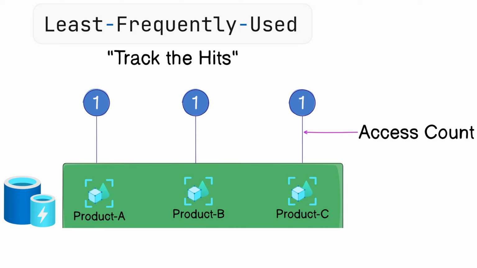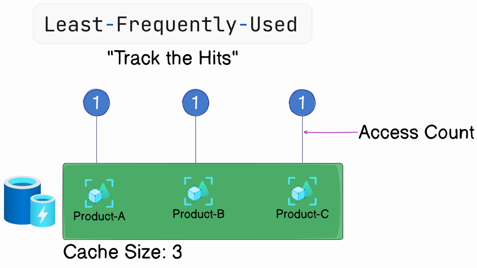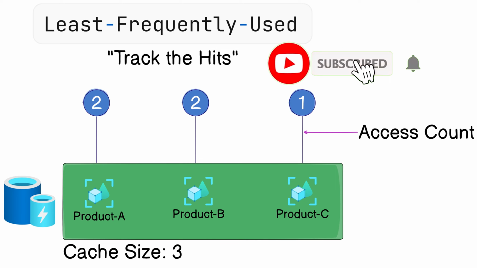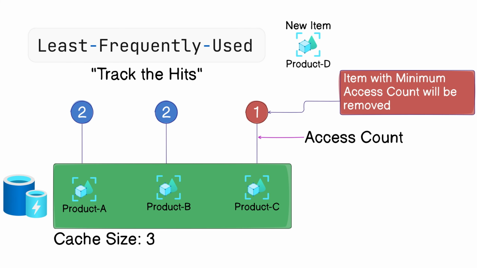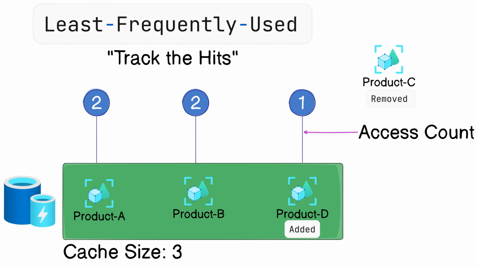The next approach is least frequently used. In this, we count how many times an item is accessed. So when space is needed, it removes the least accessed items. Suppose again we have a cache of size 3, then we add products A, B and C with a default access count of 1. Now after some time, products A and B are accessed again and their access count is increased to 2. Now we need to add another product but the cache is full. So in this case we will check which cached product has the minimum access count, which is product C in our example. So product C will be removed to make space for product D.